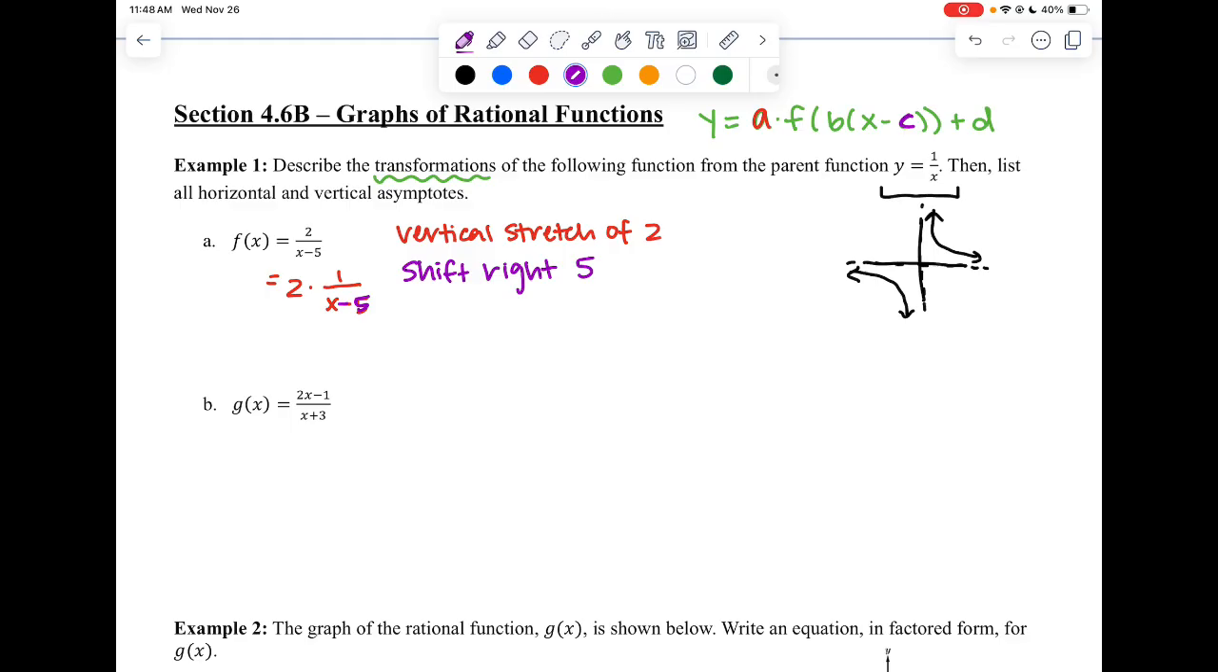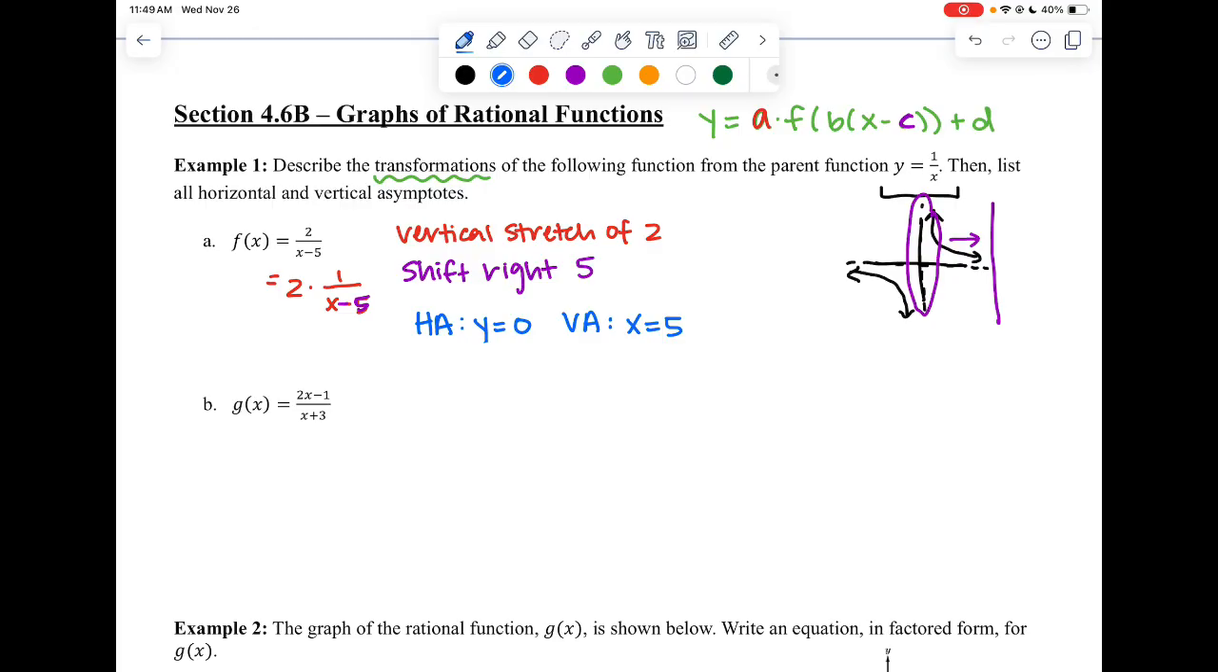That's not really affecting any of my horizontal asymptotes because I don't have a vertical shift. Where I do have a shift is right 5, and that's going to take our vertical asymptote and scoot it over to x equals 5. So our horizontal asymptote should stay the same, at y equals 0, because it's just taking the function points and shifting and stretching them. But my vertical asymptote will be at x equals 5, because that vertical asymptote is getting shifted with all of the other points.